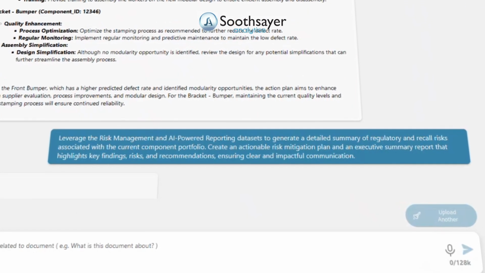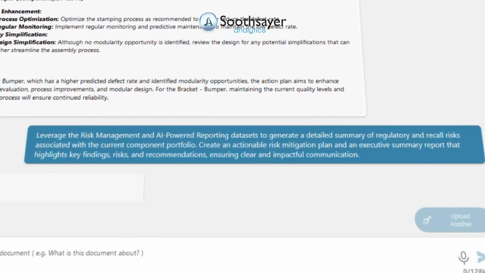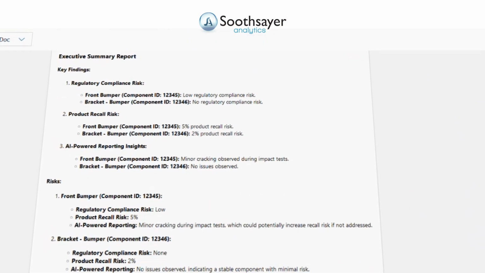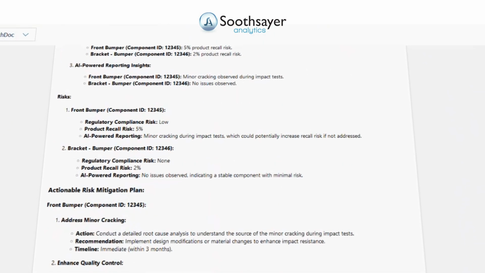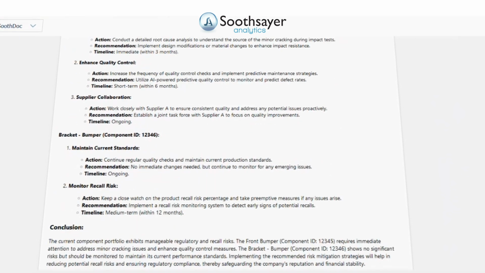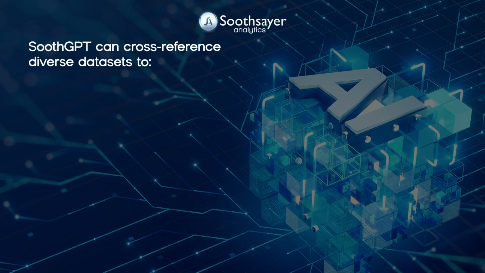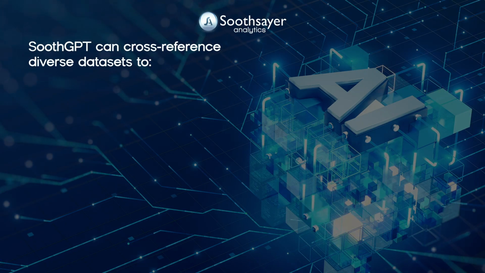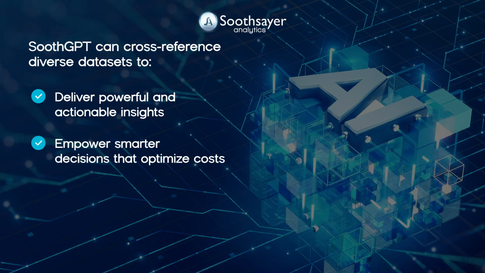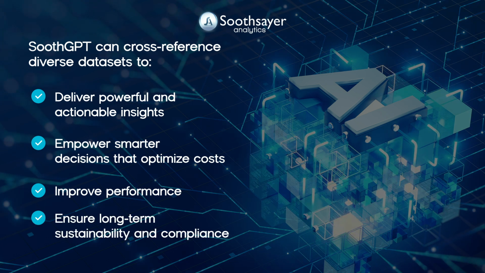Leveraging the risk management and AI-powered reporting datasets, let us now generate a detailed summary of regulatory and recall risks associated with the current component portfolio. We also ask it to create an actionable risk mitigation plan and an executive summary report that highlights key findings, risks, and recommendations, ensuring clear and impactful communication. This demonstration illustrates how leveraging diverse datasets can deliver powerful, actionable insights, empowering smarter decisions that optimize costs, improve performance, and ensure long-term sustainability and compliance.